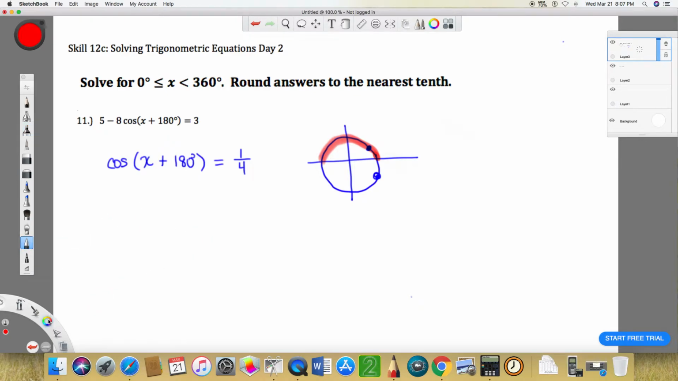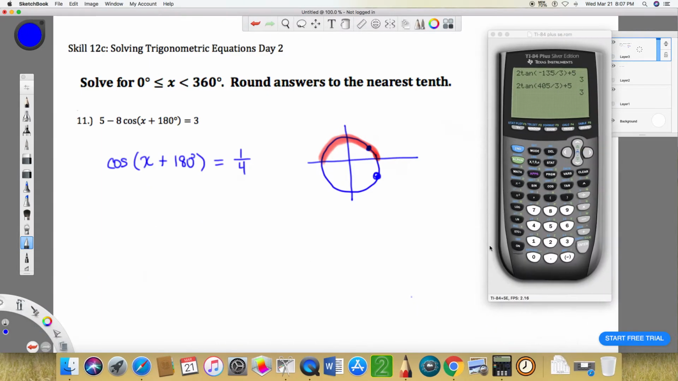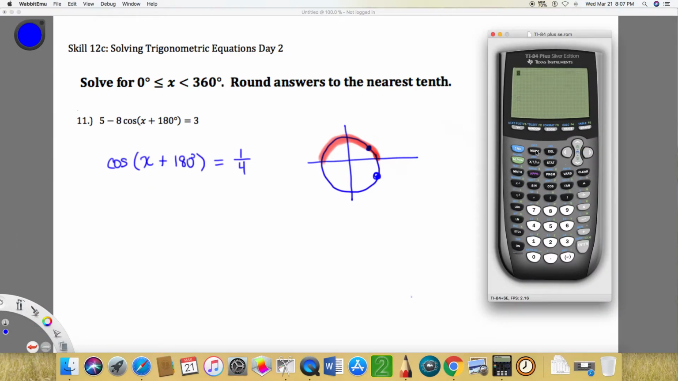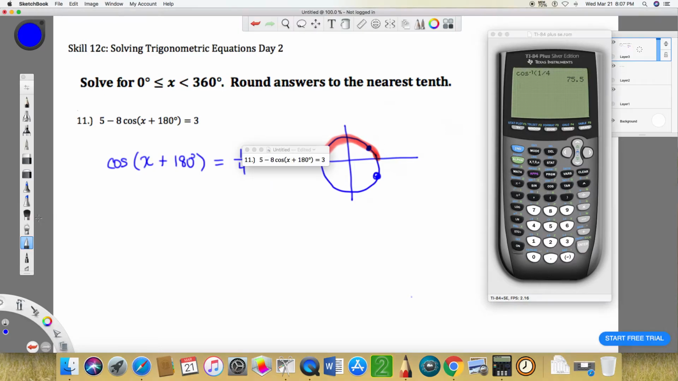So if we go to the calculator, make sure that we're in degrees, and we are. It says to round it to the nearest tenth, so let's let the calculator do the work for us. And let's go inverse cosine of 1/4. So that 75.5 degrees, that's a quadrant 1 angle.